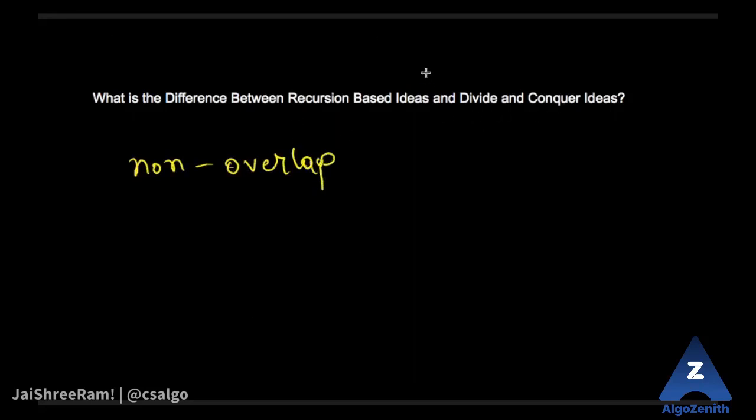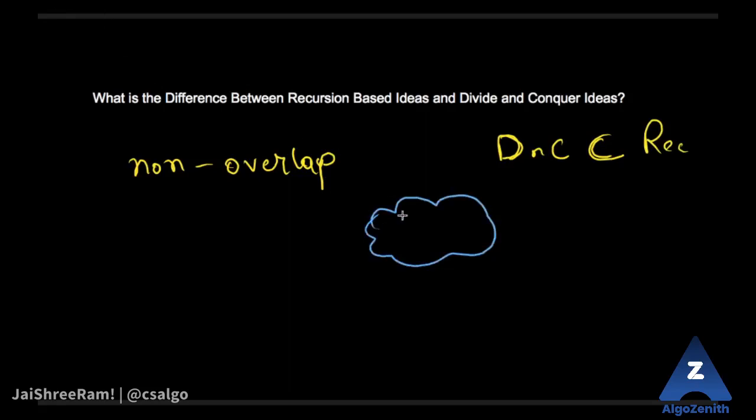So divide and conquer is a recursive idea itself. Actually, this DNC is a subset of recursion. We use recursion to implement DNC, so that's not a problem. There are many more techniques, but what particularly differentiates DNC ideas from general recursion ideas is that the problem that you have, you cut it into two non-overlapping parts.